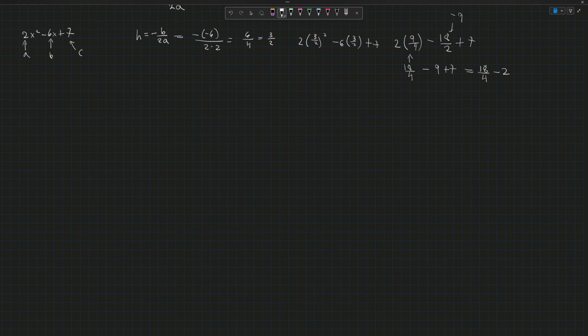We can rewrite this using fractions by multiplying by 2 over 2. Actually, excuse me, 4 over 4. We get 18 over 4 minus 8 over 4, which equals 10 over 4, which implies that this thing is a maximum because the value is positive. And of course, you could simplify this by writing it as 5 over 2. So this is the maximum of the parabola.